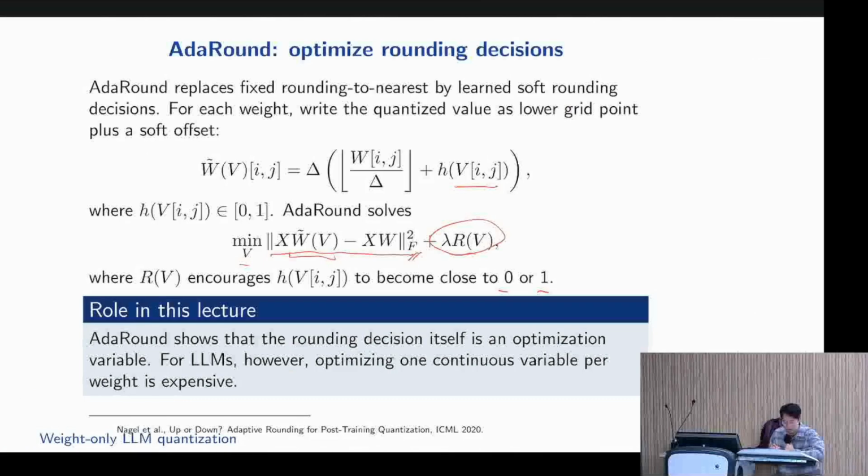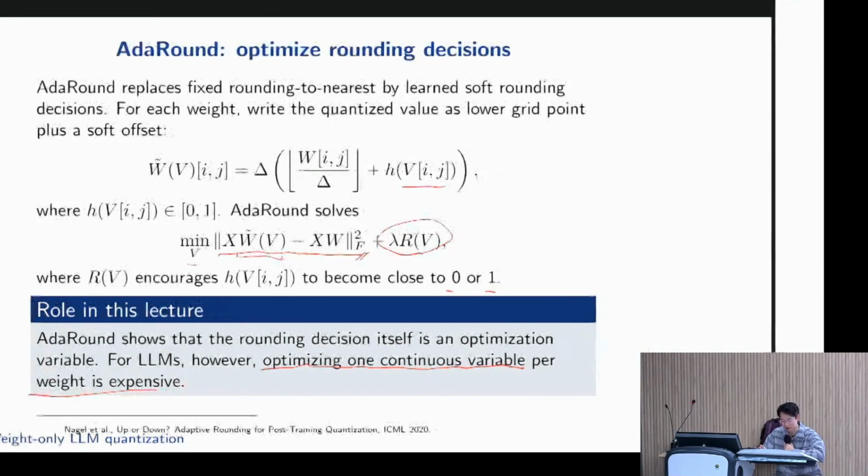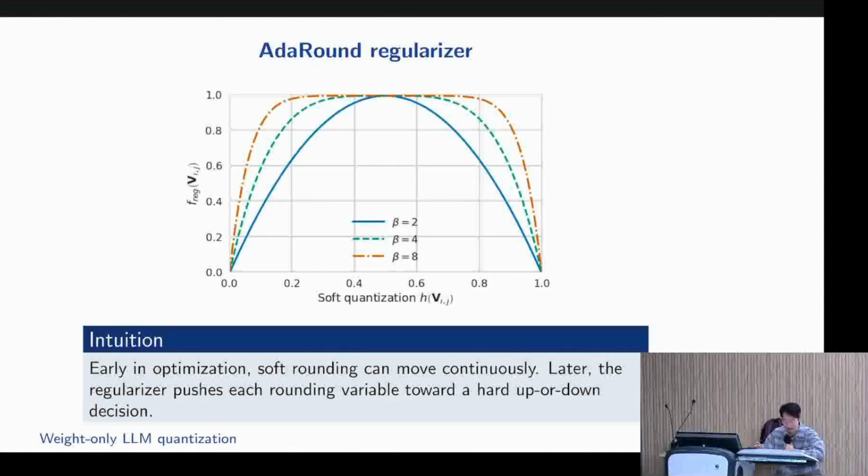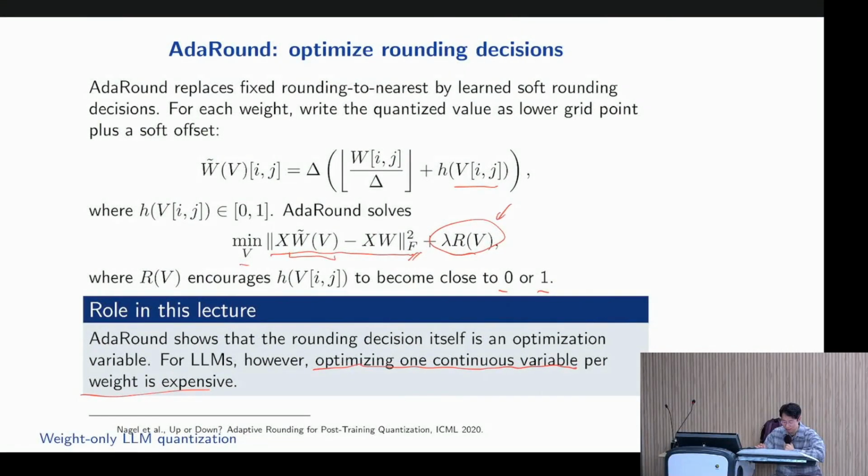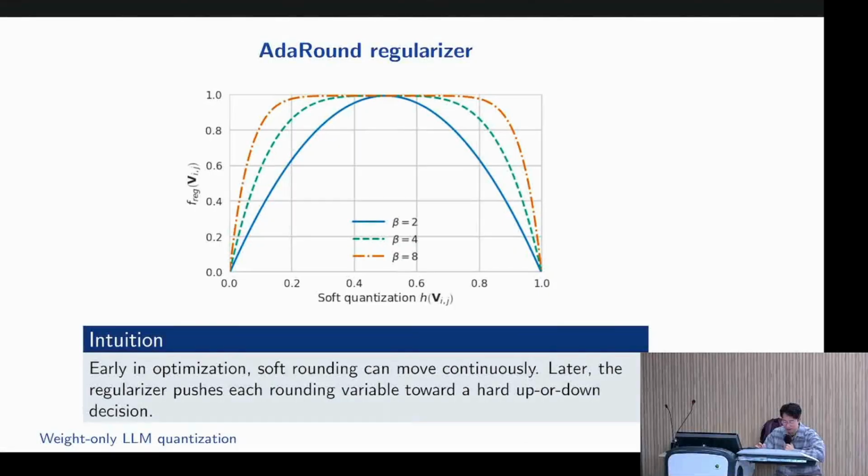But in practice, this is very expensive because you need to optimize one continuous variable per weight. And if we have 300 billion, this is not going to work as is. So you can use some regularizers. For example, if you have a value that's in between, you get penalized a lot. And if you have a value that's close to 0 or 1, you get less penalty. So you're going to get a high penalty if you are somewhere here.